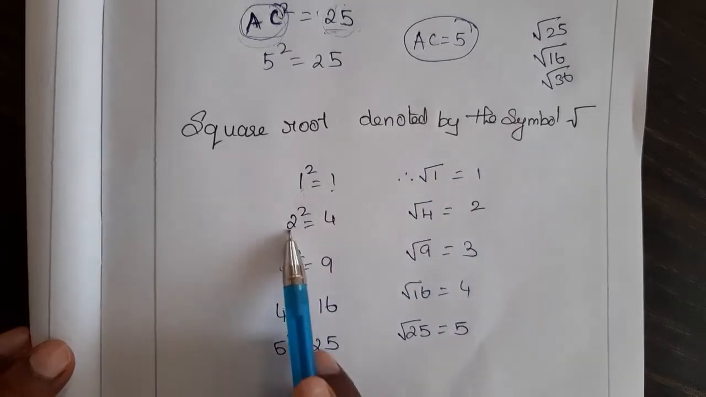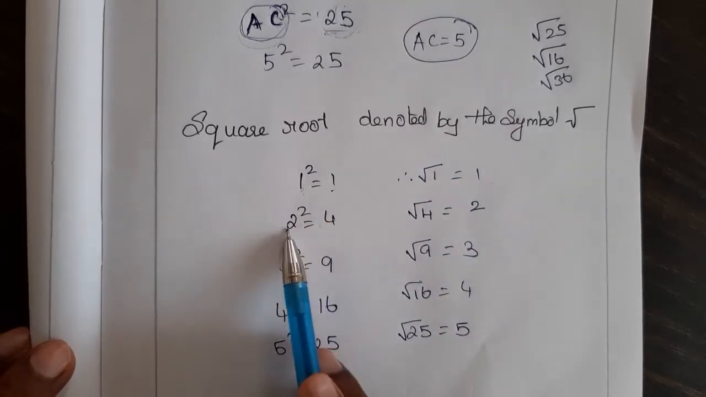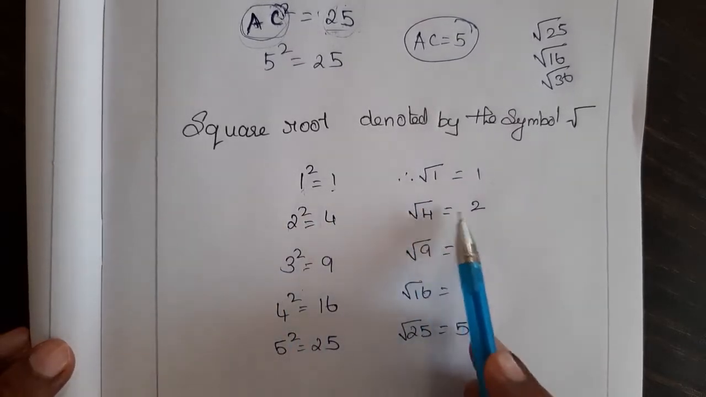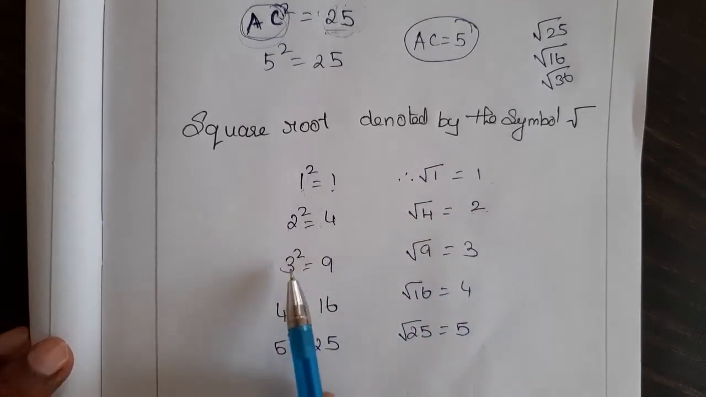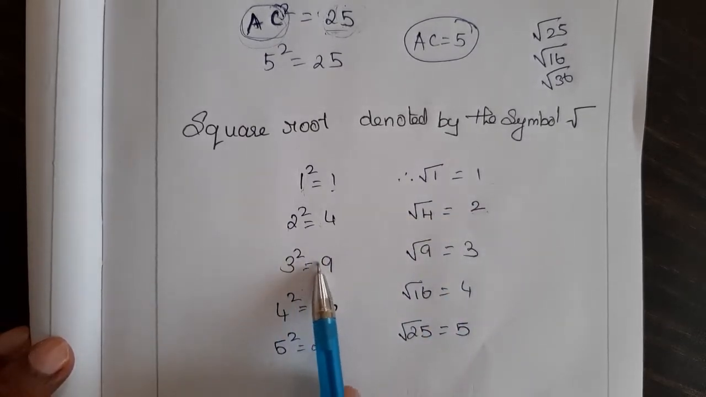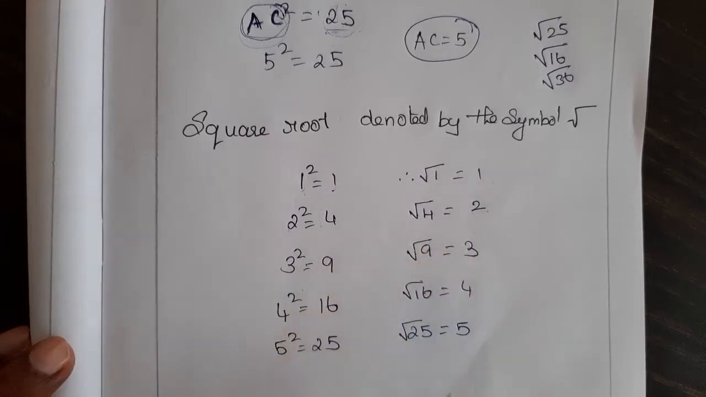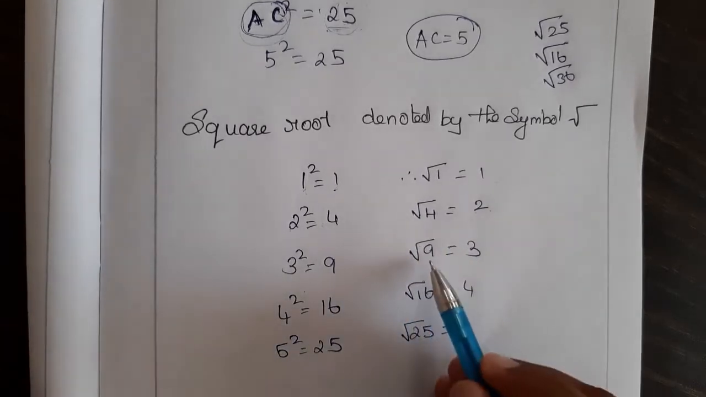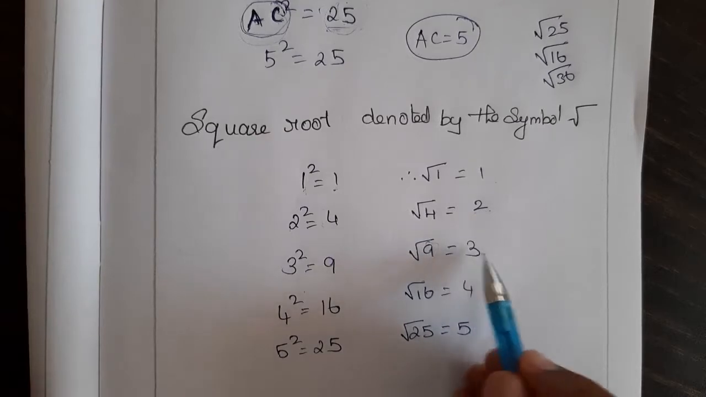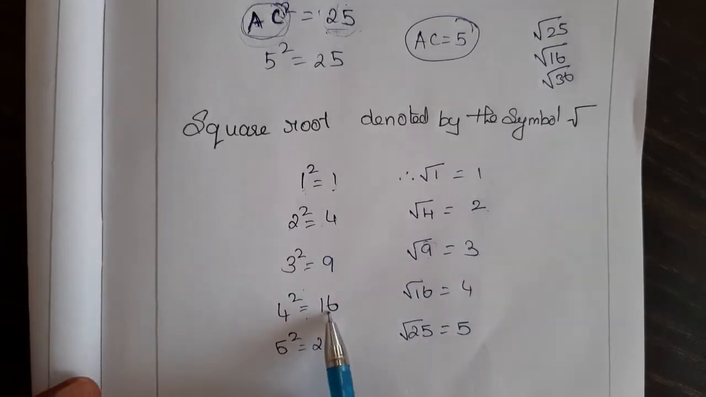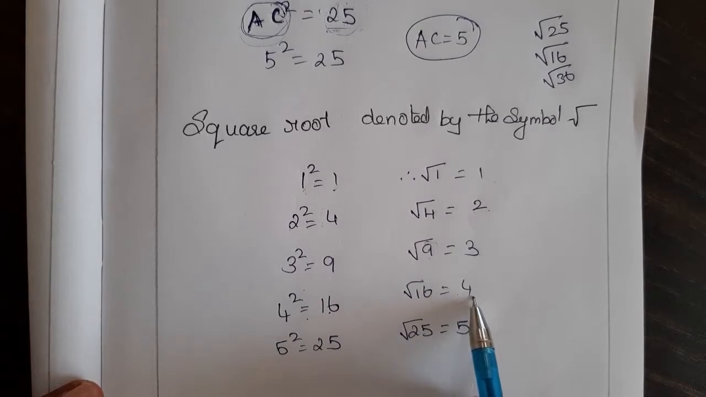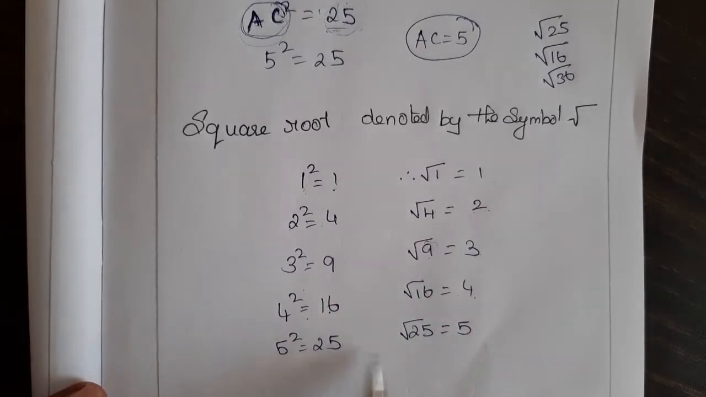That's the representation. 2 square is equal to 4, then the square root of 4 is 2. And 3 square is equal to 9, and the square root of 9 is equal to 3. So it's just that if you take 9, it is 3 multiplied twice, right? 4 square is equal to 16, then the square root of 16 is equal to 4. And 5 square is equal to 25, the square root of 25 is equal to 5.